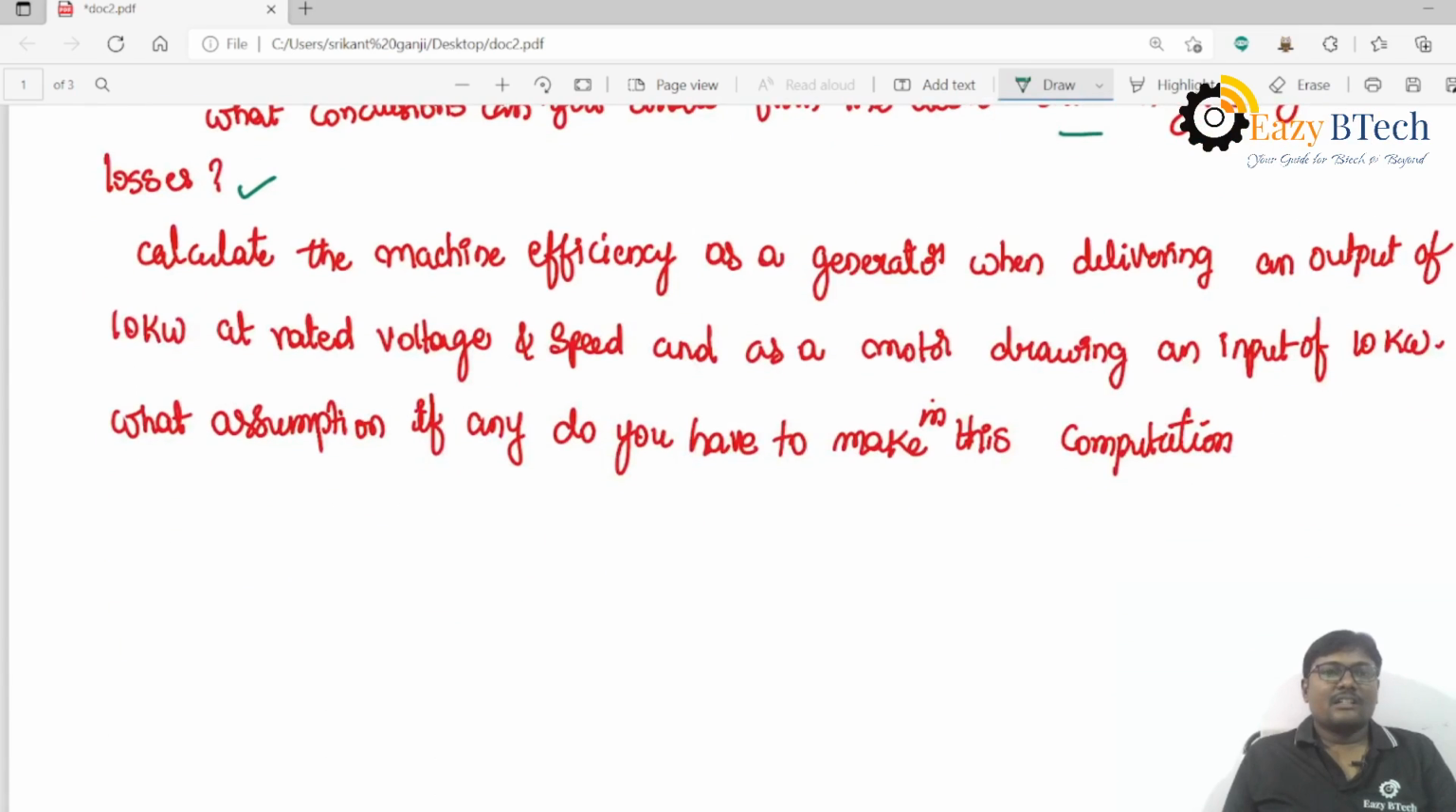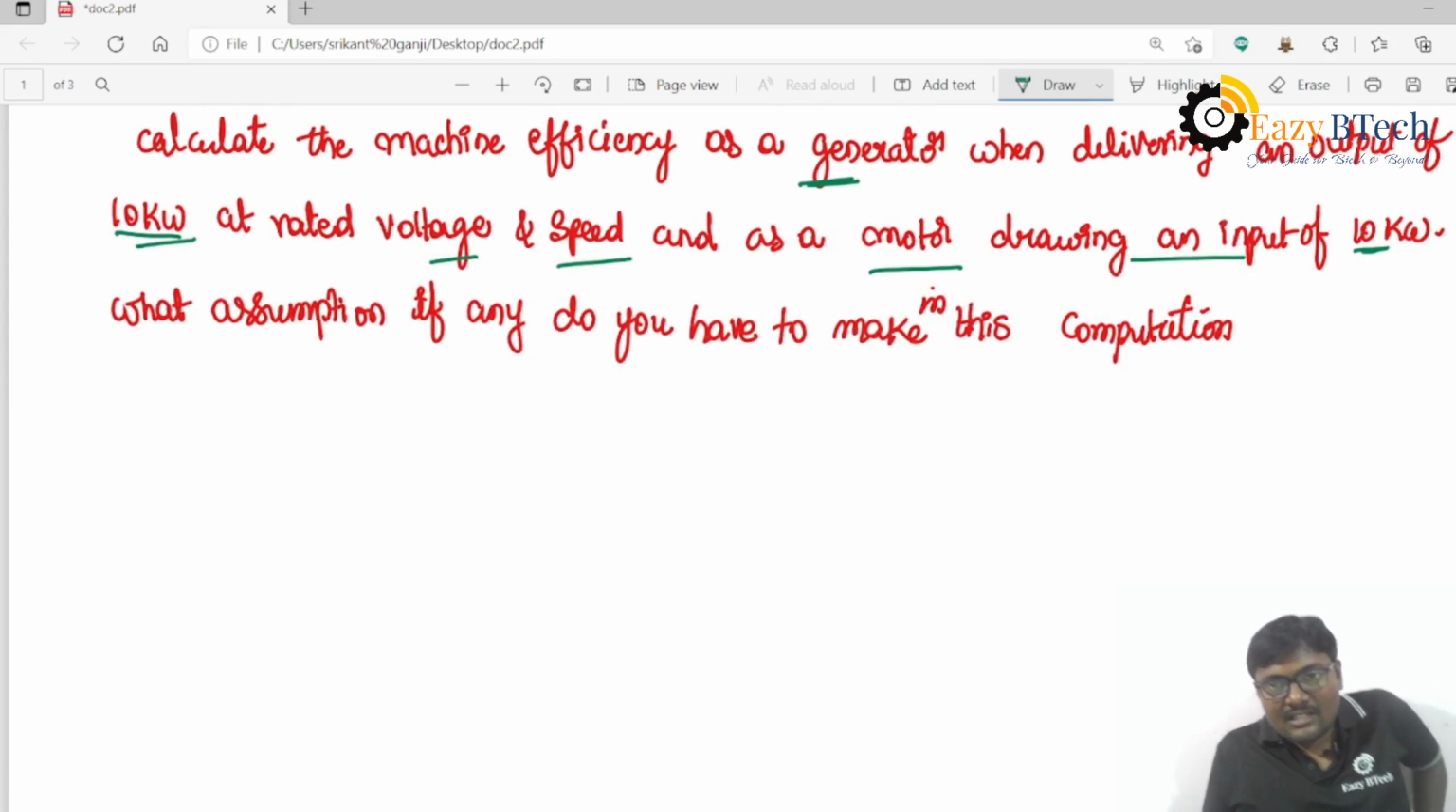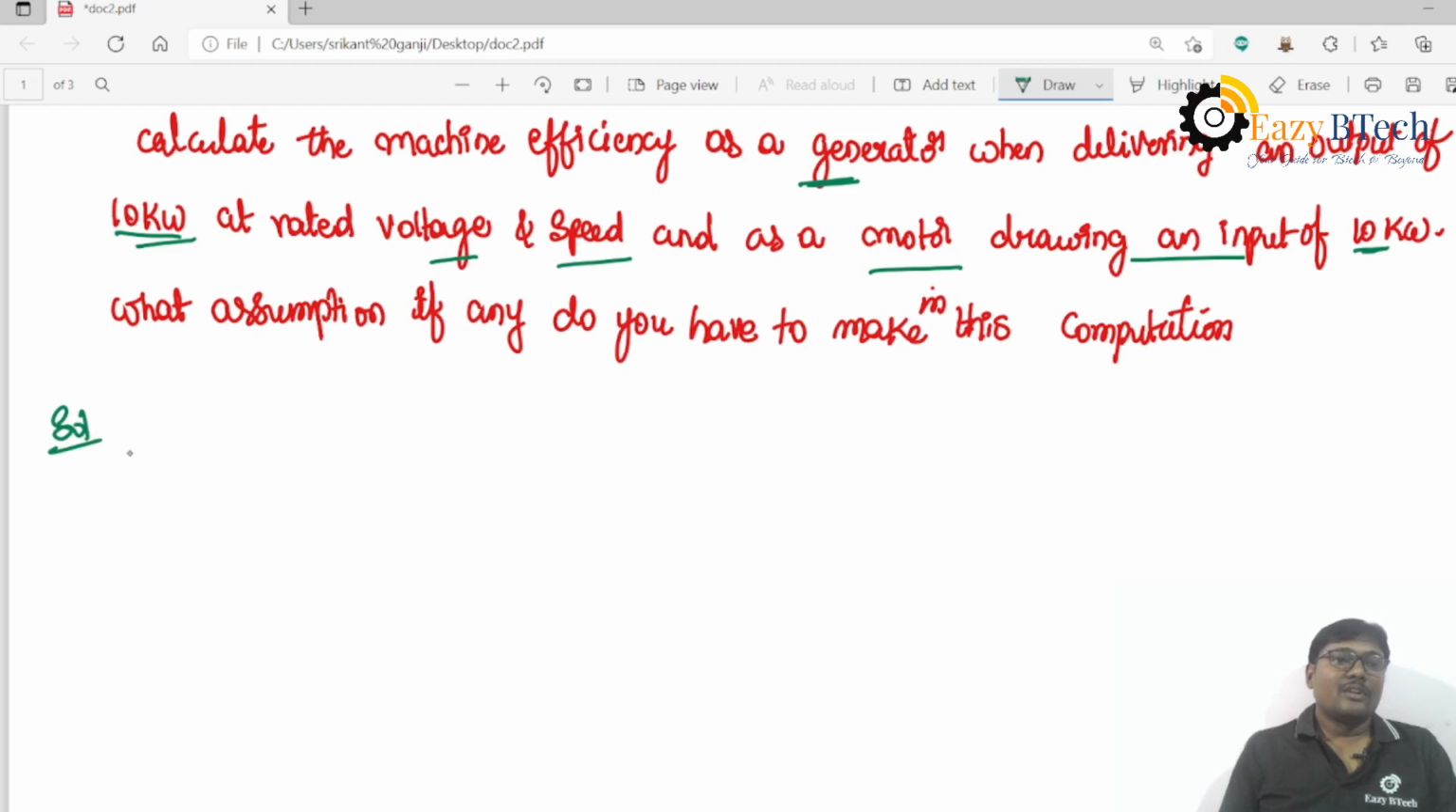And calculate the machine efficiency as a generator, when delivering an output of 10 kilowatts at rated voltage and speed, and as a motor drawing an input of 10 kilowatts. What assumption, if any, do you have to make in this computation? In the previous lecture we discussed that the efficiency of a motor is calculated if you know the losses. In the same way, the efficiency of a generator is also calculated using a no load test. So by using Swinburne's test we can calculate the efficiency of a generator also.